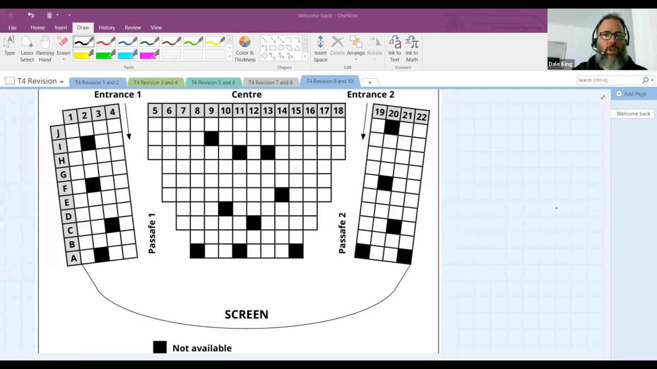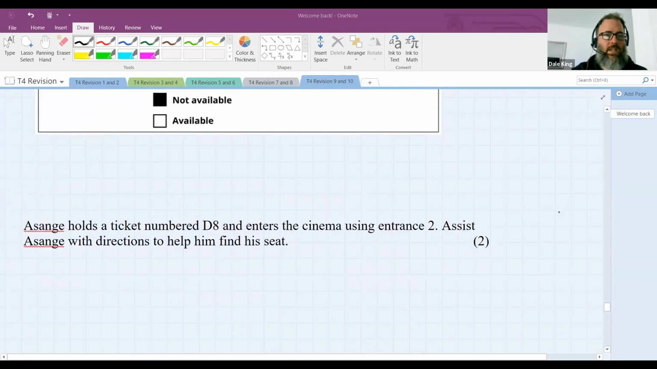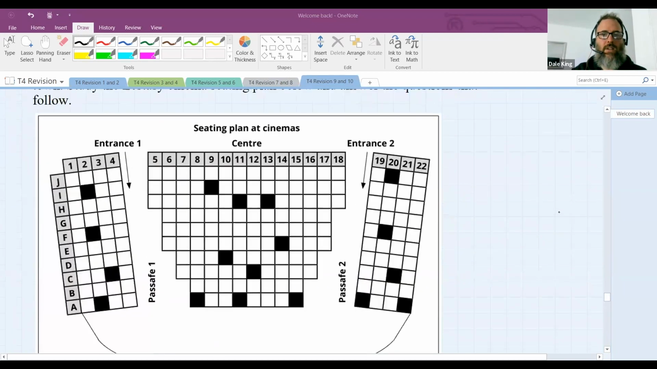Let's see what the questions are. I'm going to move up and down. So Assange holds a ticket number D8, enters the cinema using entrance 2, assist with directions. All right, so he's got a ticket that says D8 and he's entering from entrance 2.